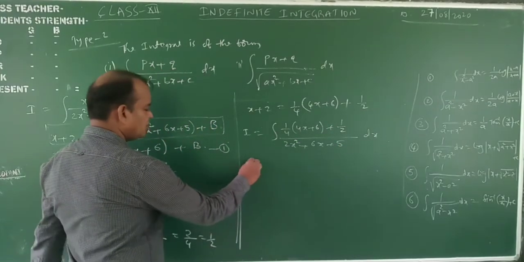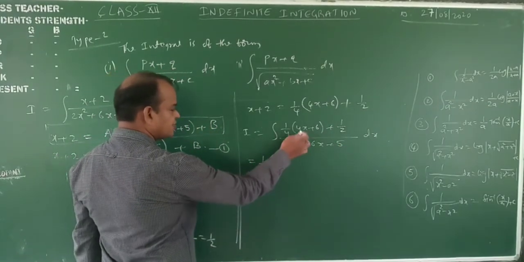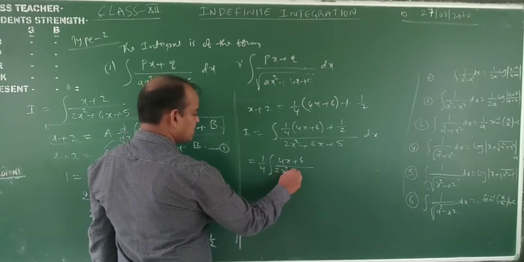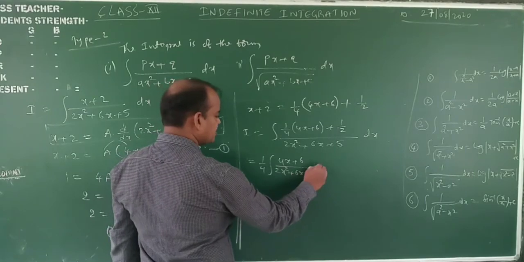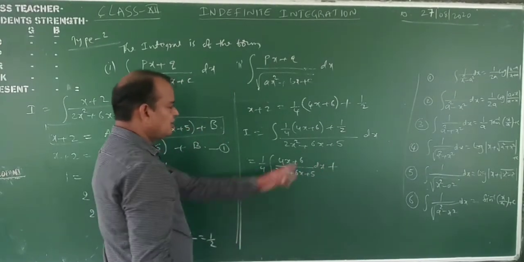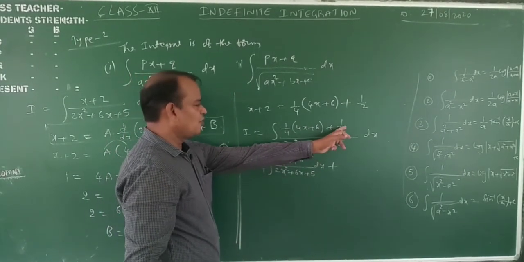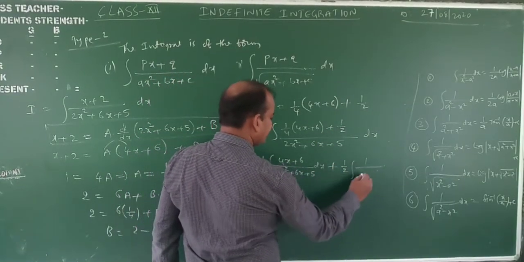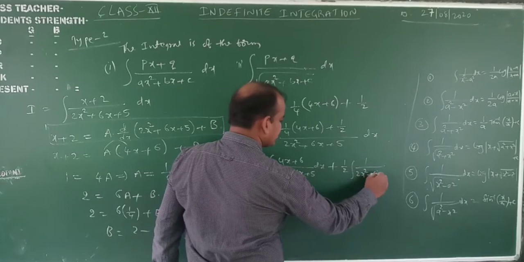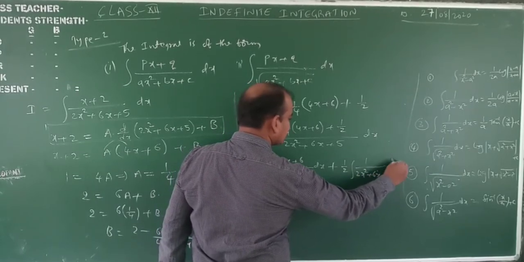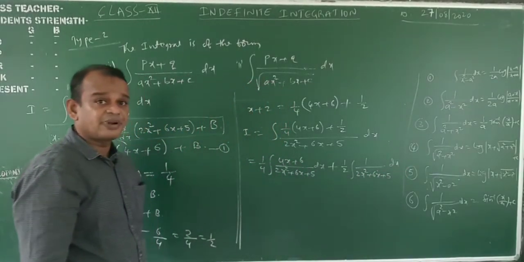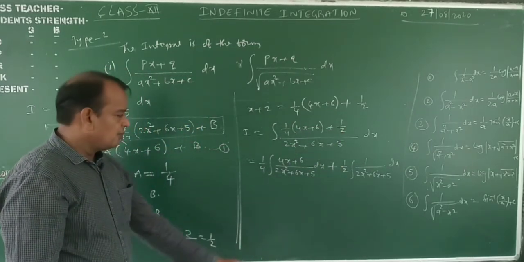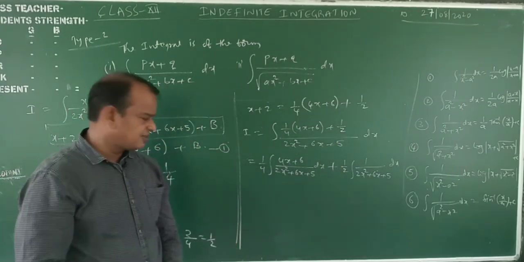How to write it? 1 by 4 is the first term: (4x plus 6) by (2x square plus 6x plus 5) dx. Separation means plus 1 by 2, the constant, times 1 by (2x square plus 6x plus 5) dx. Understood or not? This one by this one, plus this one by this one. Observe that I already explained the formulas before.